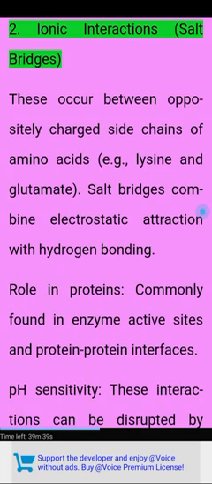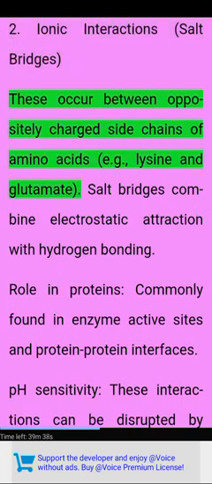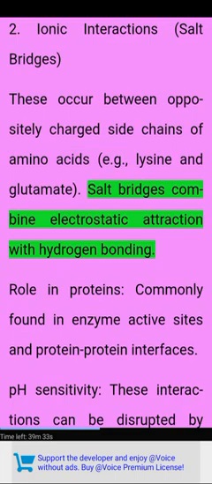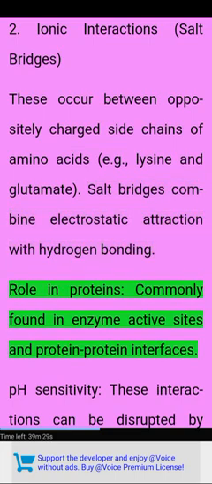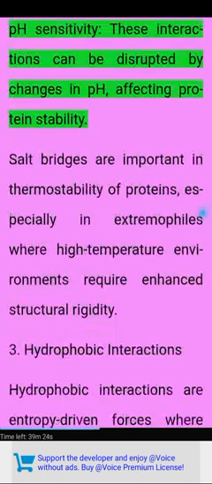2. Ionic interactions, salt bridges. These occur between oppositely charged side chains of amino acids, e.g., lysine and glutamate. Salt bridges combine electrostatic attraction with hydrogen bonding. Role in proteins: commonly found in enzyme active sites and protein-protein interfaces.